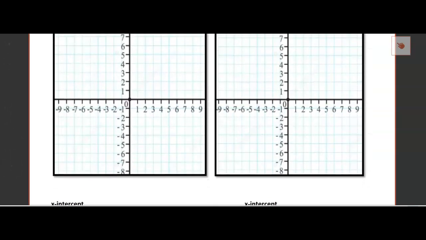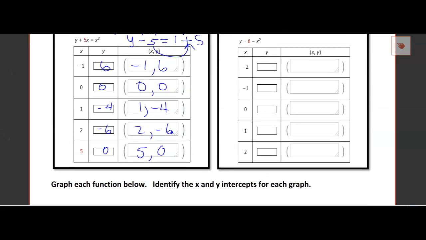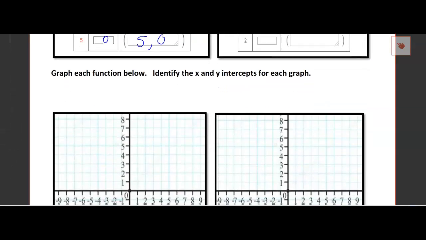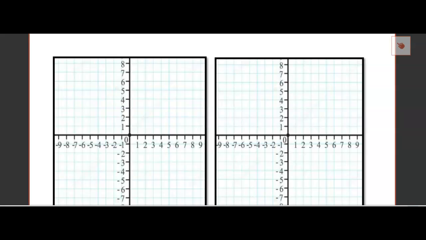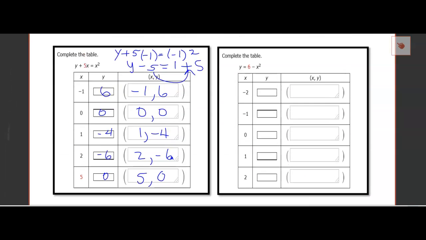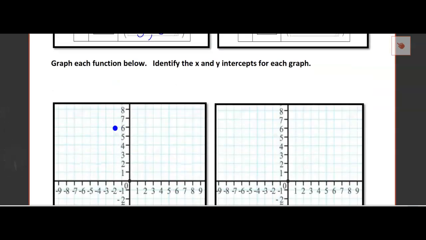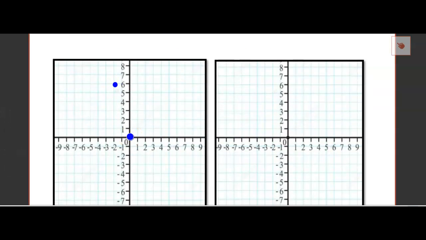So let's graph this guy. So I'm going to start off with the point -1, 6, go over -1 and up to 6. That puts me there. Let me try a different size here. Let me see. Let me go to that and see if that looks better. -1, 6. Oh, much better. And then the next ordered pair was 0, 0. Right there.